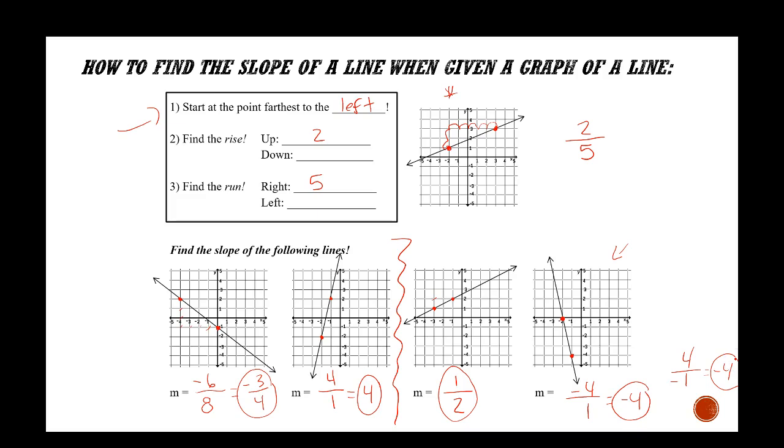Okay, so either way you go, you're still going to end up with the exact same. If I look at this third, let's say I didn't start with this one, I started with the top one, the one to the right. Well, I would go down 1, that'd be a -1. Then I would go to the left 2, which is also a -2. And a negative over negative is positive. So don't get hung up on starting at the point furthest to the left. The biggest thing with slope is we always have to give directions up and down first, then right or left.